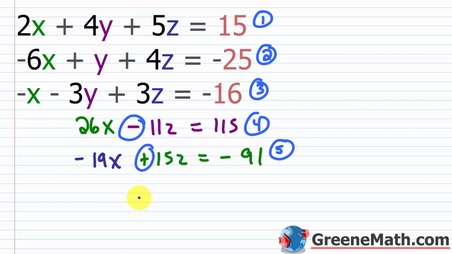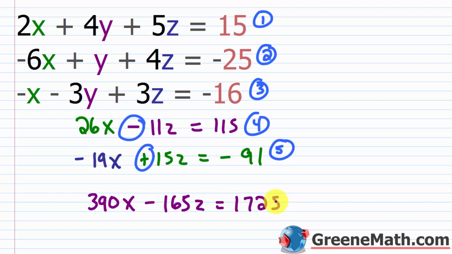So I would start by multiplying equation 4 by 15. So 26x times 15 is 390x. Then minus, 11 times 15 is going to be 165, so this would be 165z. And this equals 115 times 15, which is 1,725.